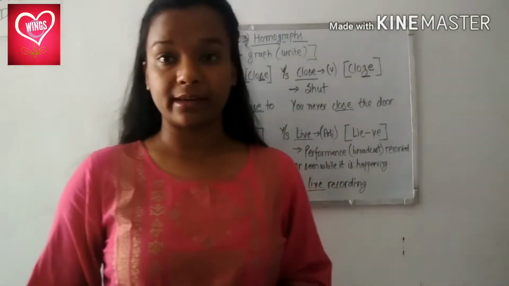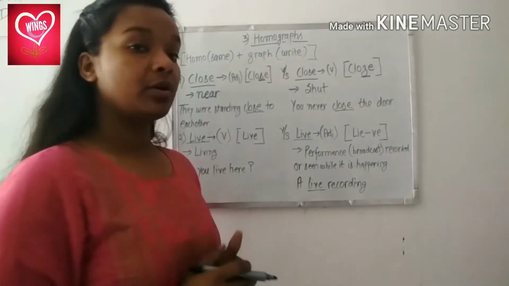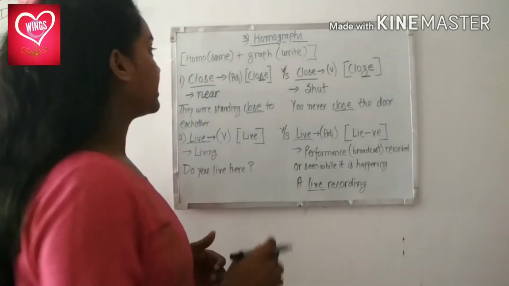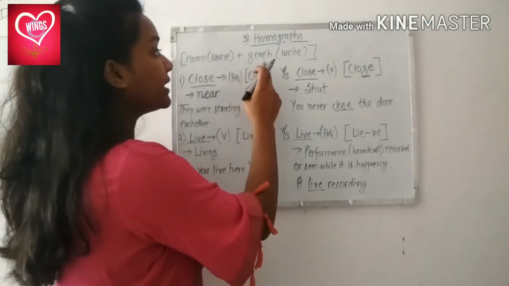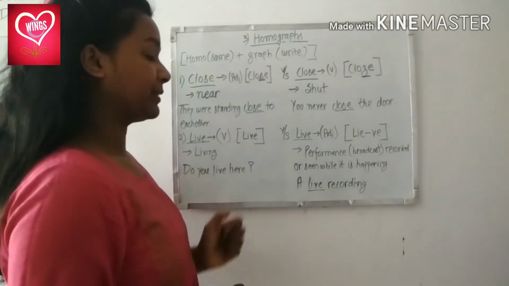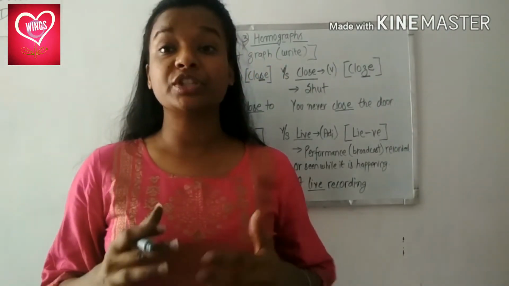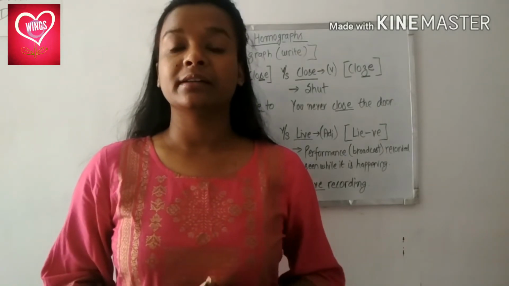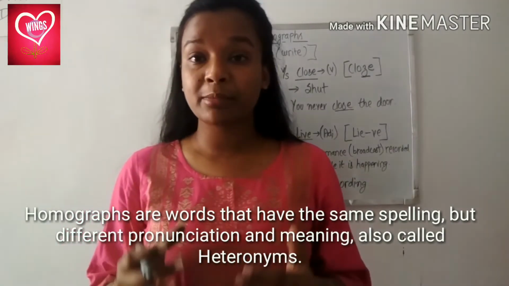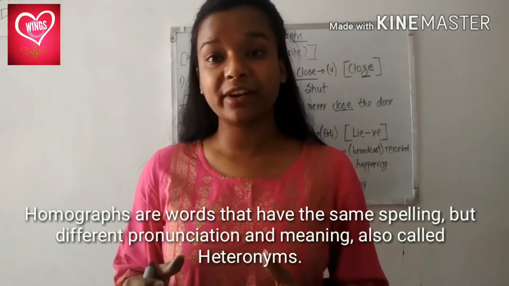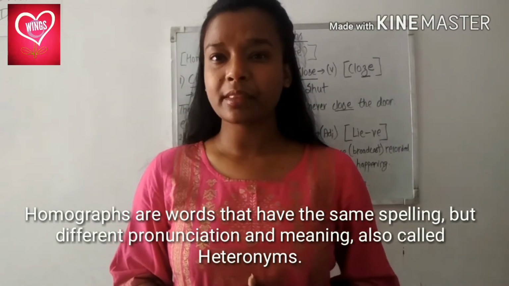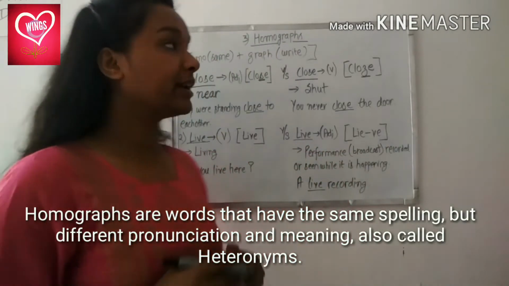The third type is homographs. Homographs is also of two root words. The first one is homo and the second one is graph. Homo means same and graph means write. Means the words which are written same. Thus, homographs are the words which have similar spelling but have different meaning and different pronunciation. Homographs are also called heteronyms.